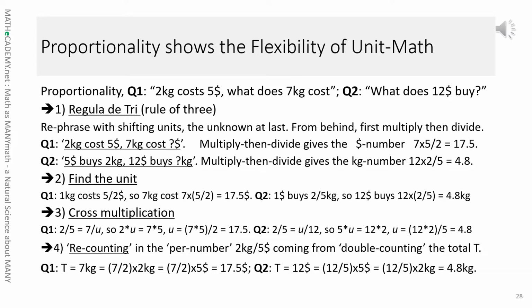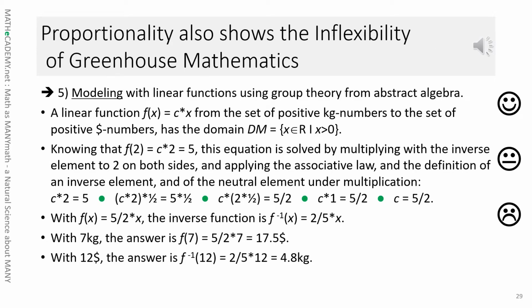Proportionality also shows the inflexibility of greenhouse mathematics. Without units, you must set up a so-called model, with linear functions, using group theory from abstract algebra. We choose a linear function, f(x) equals c times x, from the set of positive kilogram numbers to the set of positive dollar numbers. So, it has the real numbers as its domain.